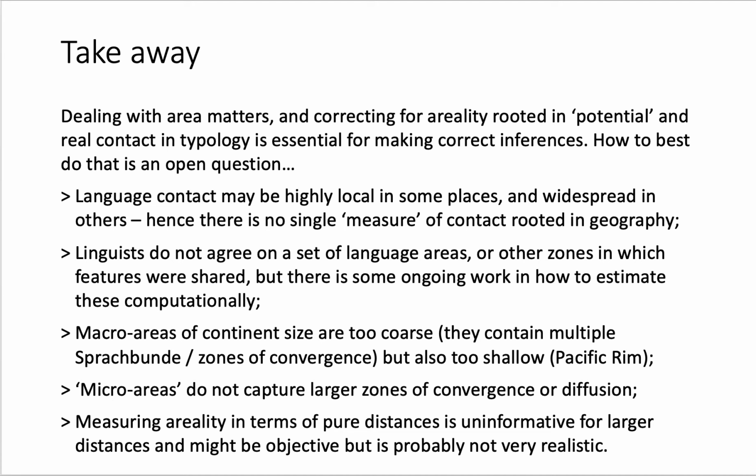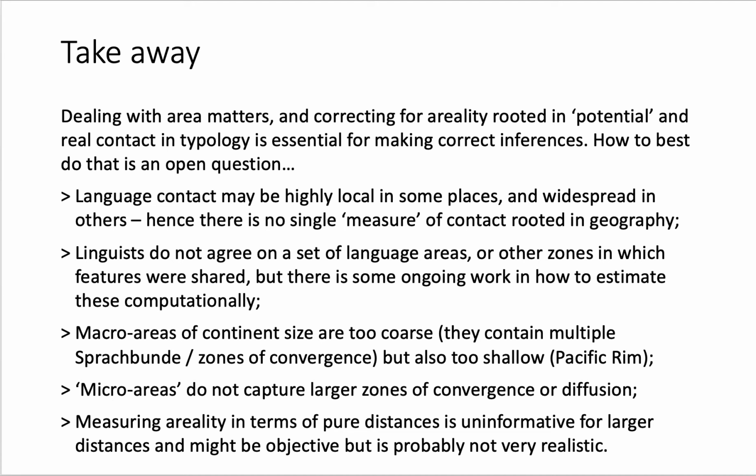Additionally, linguists do not agree on a set of language areas that's relevant, or even on other zones in which features were shared. But hopefully, there is some ongoing work on how to estimate these computationally, and hopefully we can take this work and use that. And then more specifically, macro areas of continent size are too coarse, right? They contain multiple Sprachbunde, but they're also too shallow in other respects, thinking about, for example, the Pacific Rim area. Micro areas do not capture larger zones of convergence or diffusion, so if you would want to use them, you would be dealing with several levels, which creates problems from a statistical perspective that I haven't discussed here.